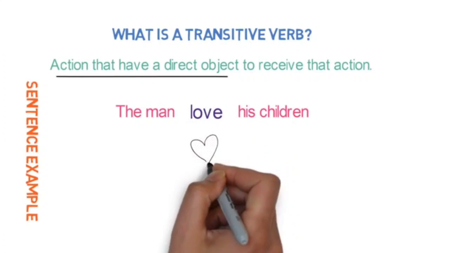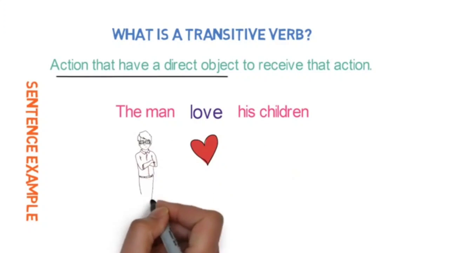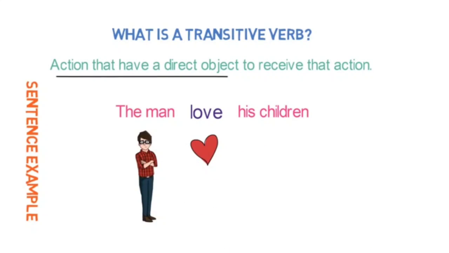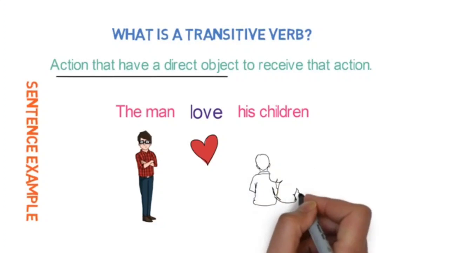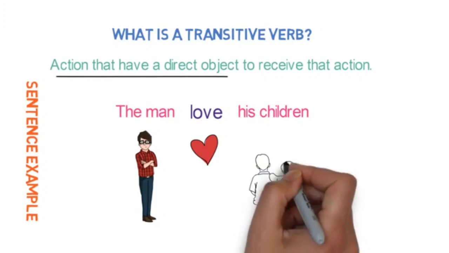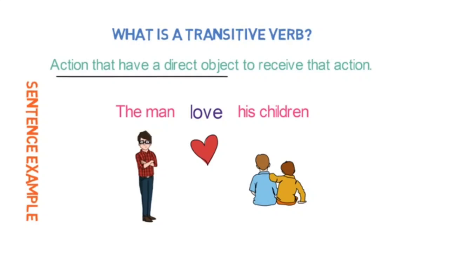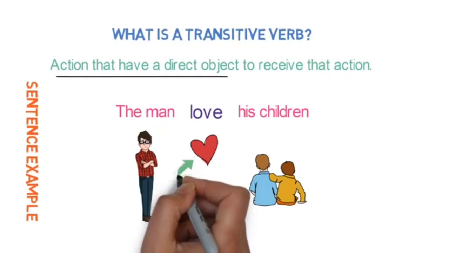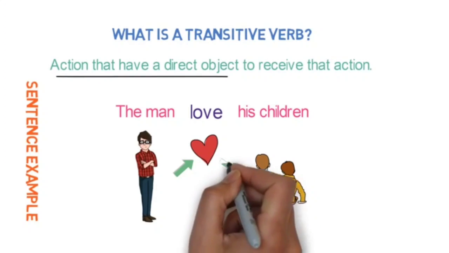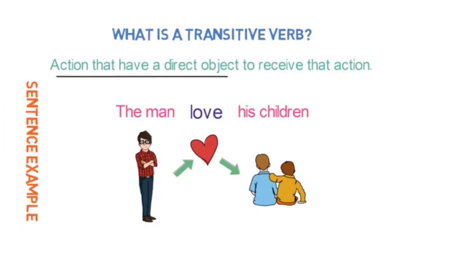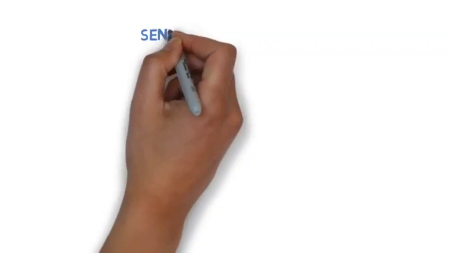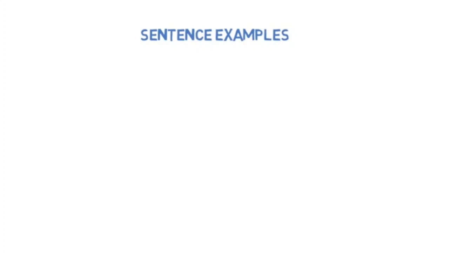Here, love is an action performed by the man. Here, the man is the subject in this case. And it has a receiver, which is his children. As the man is the subject who is doing the action of love, and it has a direct object, children, love is a transitive verb. Children, let's look at some more sentence examples for transitive verbs.